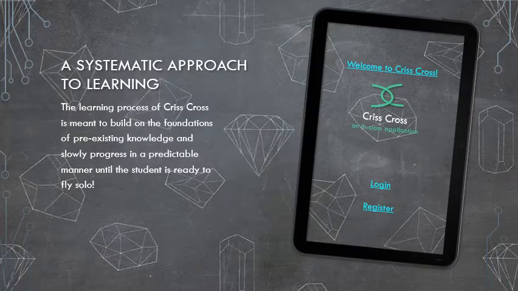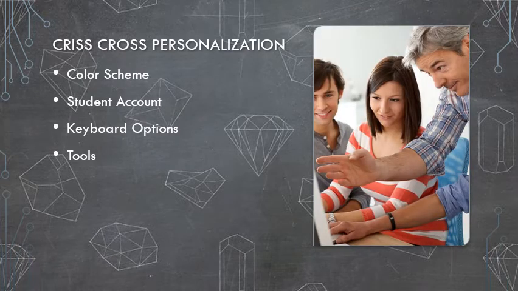We use a systematic approach to learning. The learning process of Criss Cross is meant to build on the foundations of pre-existing knowledge and slowly progress in a predictable manner until the student is ready to fly solo. Criss Cross also offers personalization with different color schemes, student account options, keyboard options, and various tools.